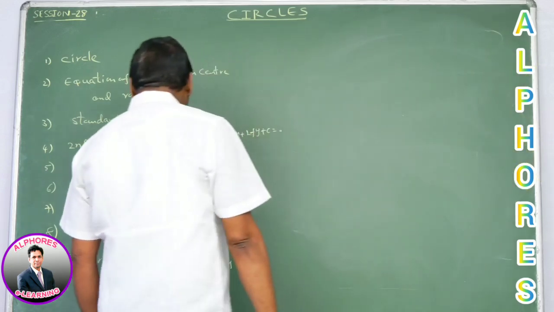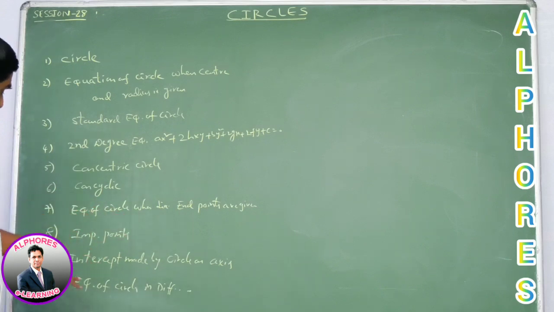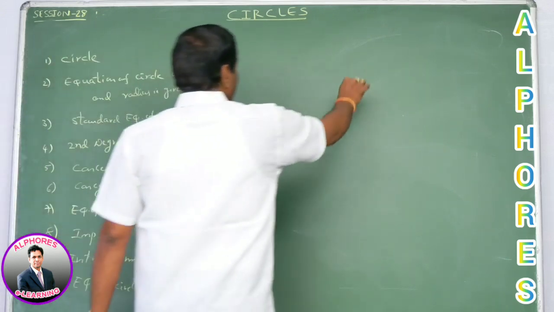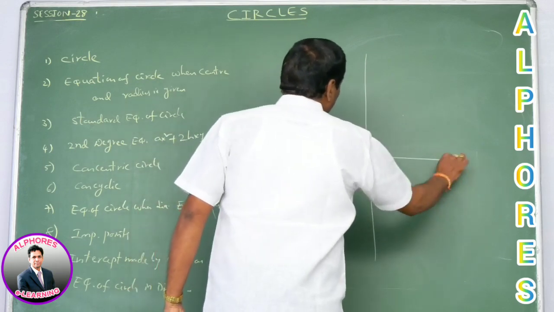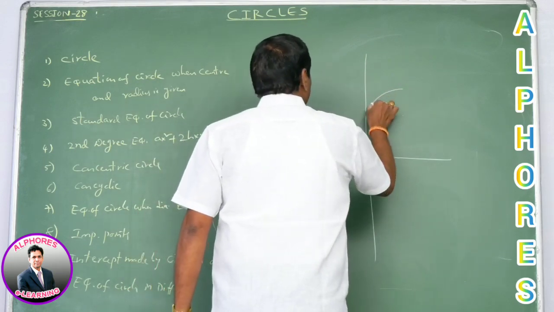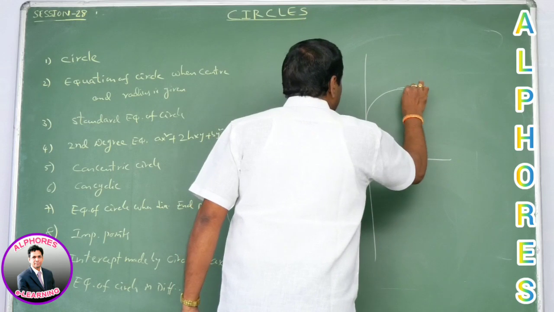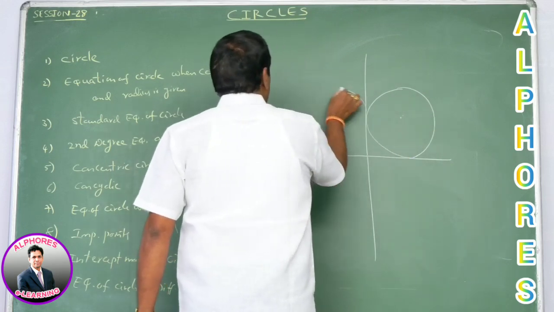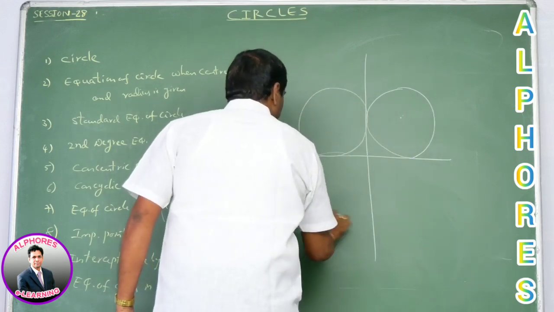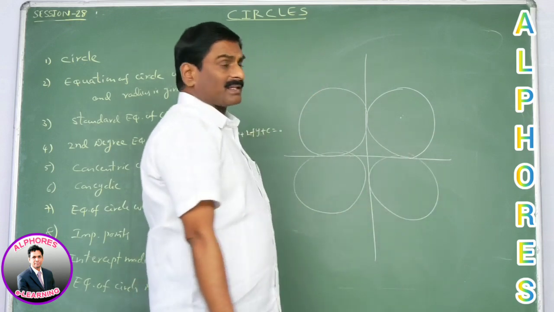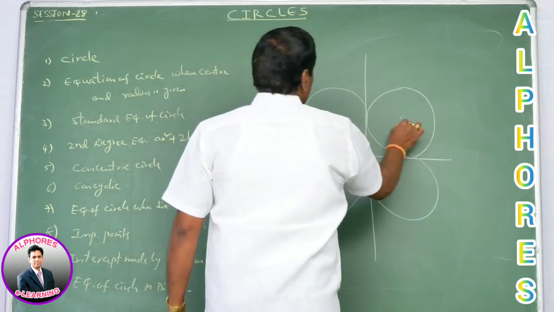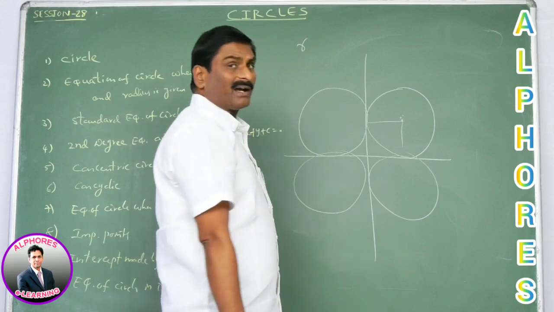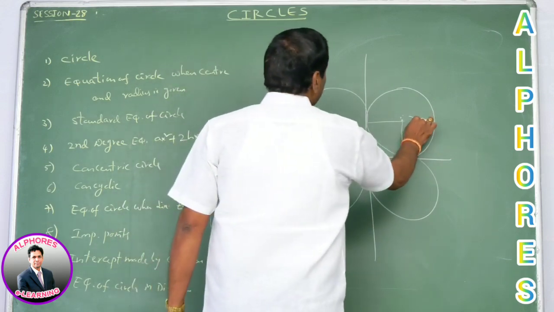Next, the equation of the circle in different possibilities. Suppose the circle touches both the x-axis and the y-axis, then all the points on the circle lie in the first quadrant, or second quadrant, or third quadrant, and so on. Suppose r is the radius of the circle, then what is the center of the circle in the first quadrant? R comma r. The center of the circle is (r, r).